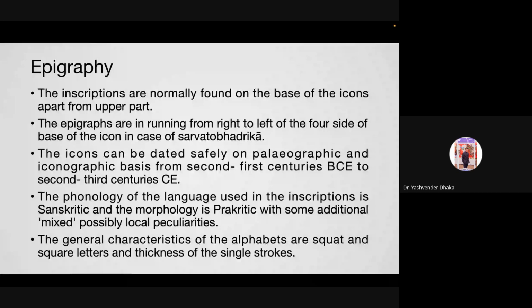Now, the characteristics of the alphabets, and in the second part of the lecture, we'll go into detail on this. The alphabets are very squat and square letters, and they were made of a single stroke most of the time. So the hard single stroke on the material culminated into the written inscriptions.